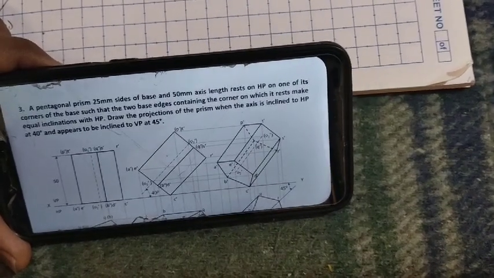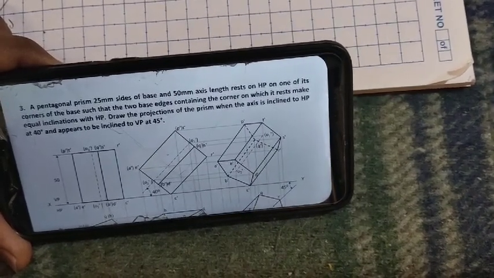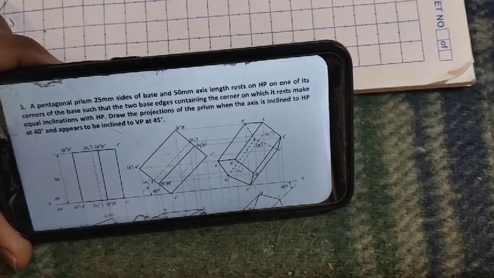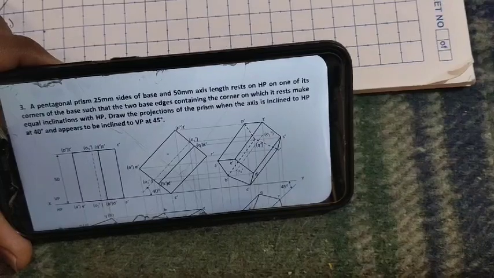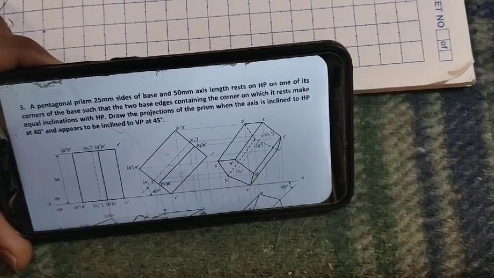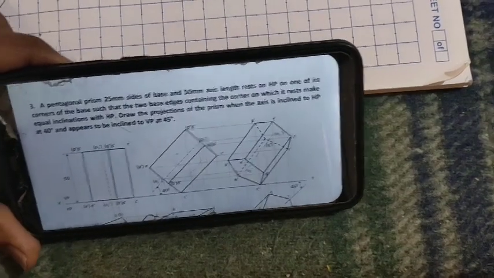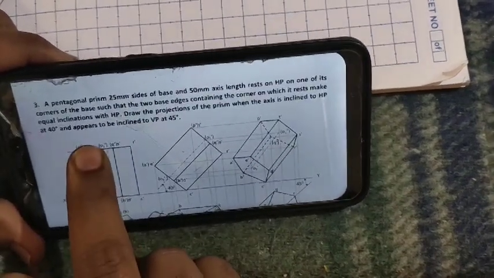Okay, today I am going to solve a problem on pentagonal prisms. So already we have started with solids. Some students asked for the demo, that's why I am doing this. So here in the given solutions I am solving this third problem.